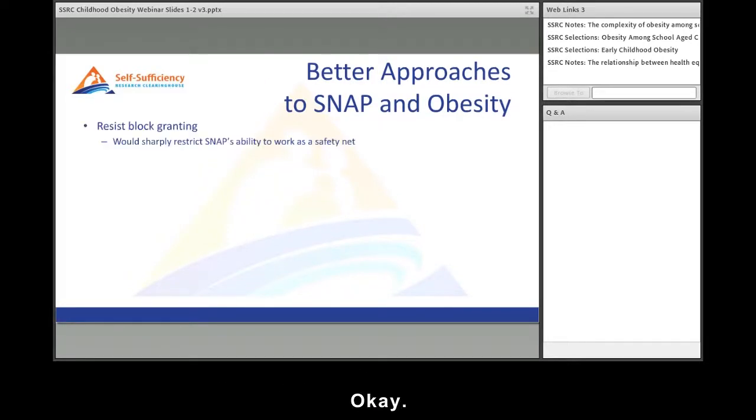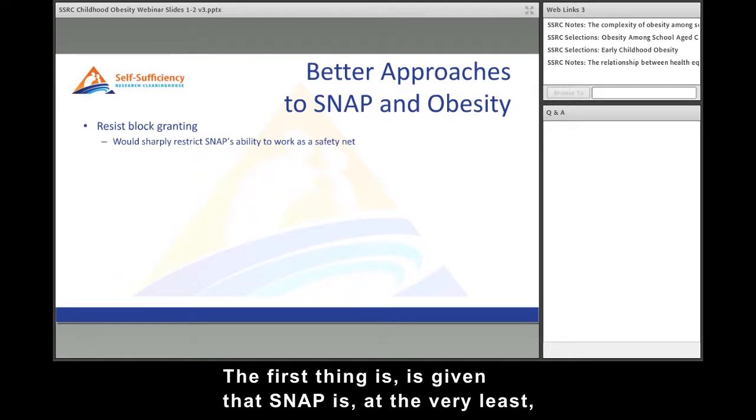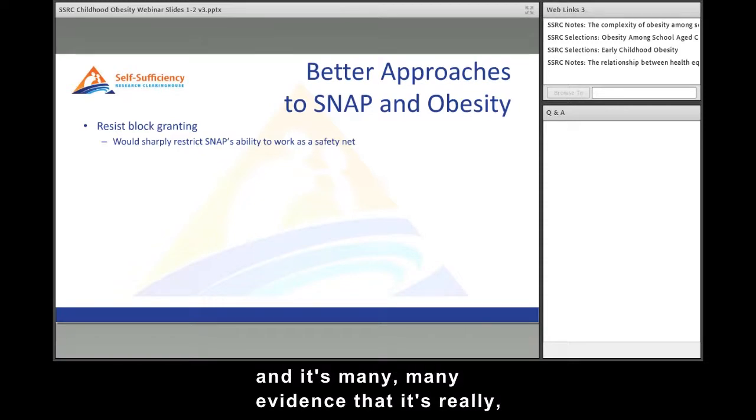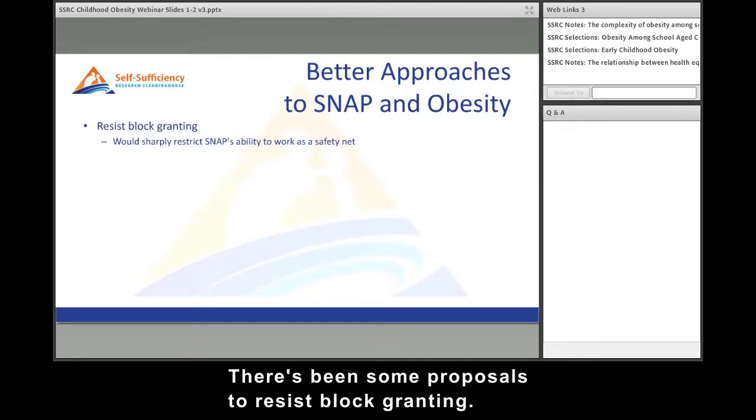So what are some better approaches? The first thing is, given that SNAP is, at the very least, not negative in terms of children's health, and there's a lot of evidence that it's really positive over multiple dimensions, we need to resist block granting. There have been some proposals for block granting.